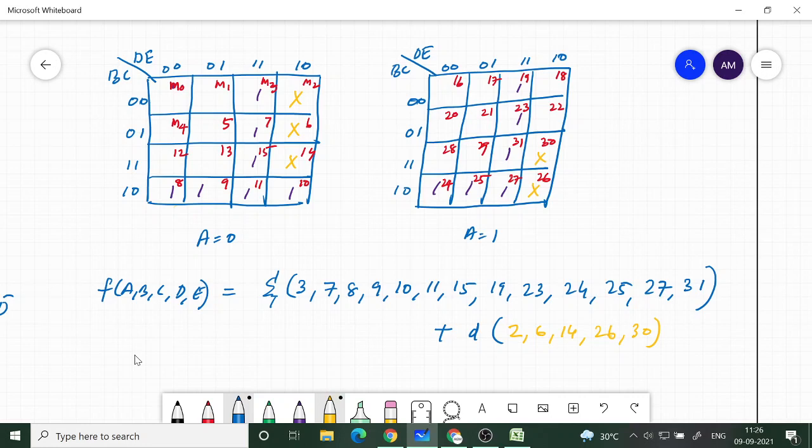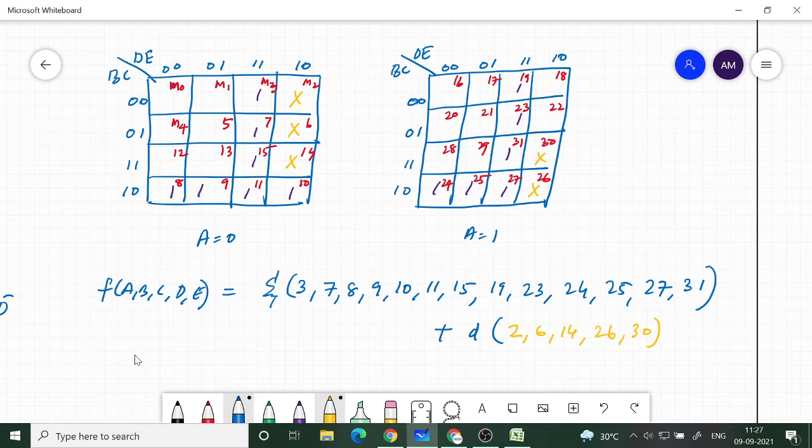So you can imagine that one 4 variable K-map is on the top of the other 4 variable K-map. So you can visualize the nearest neighbors. Each cell has a corresponding cell above. So whenever you group, you have to group by keeping that in mind.